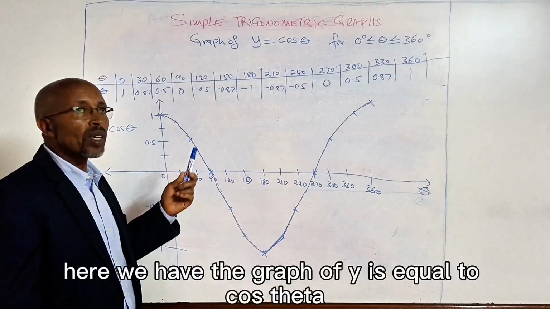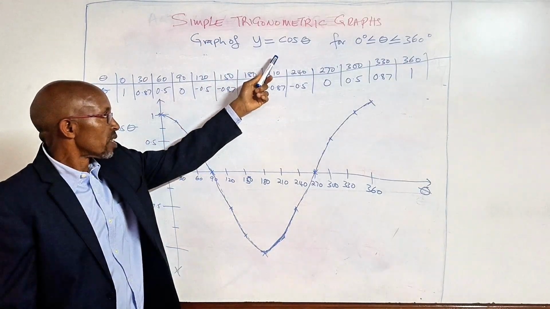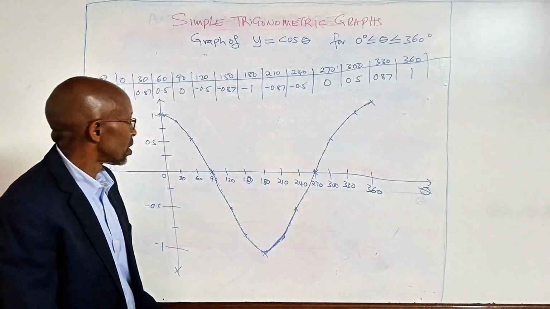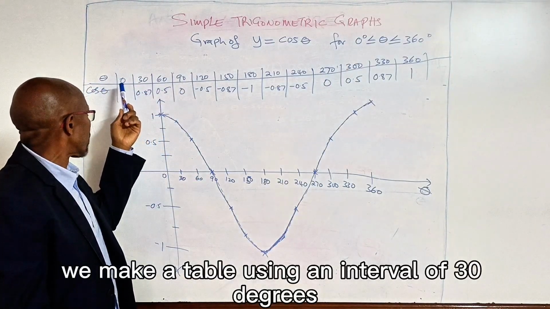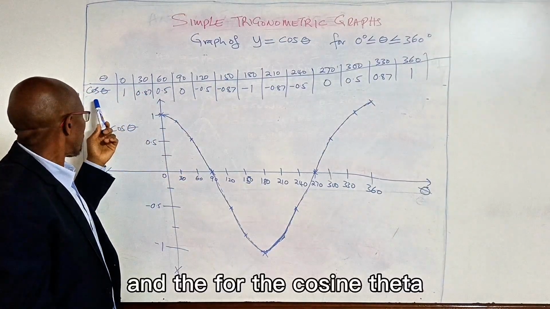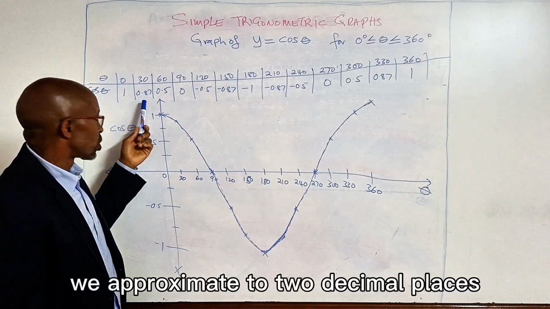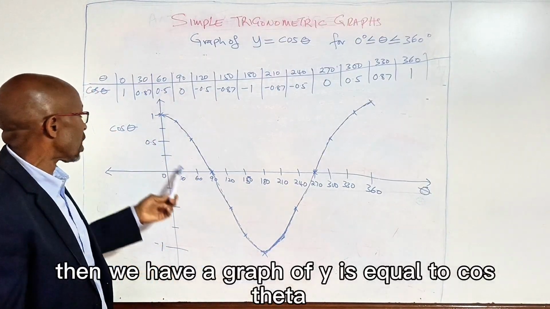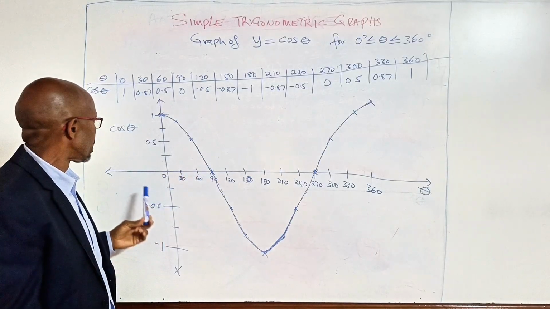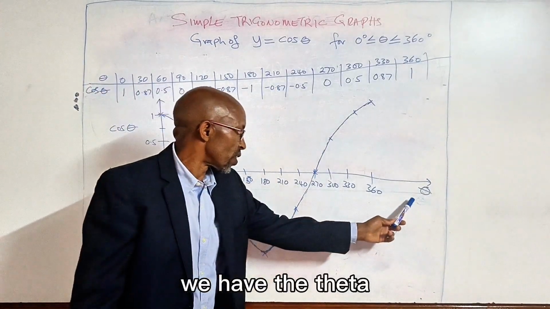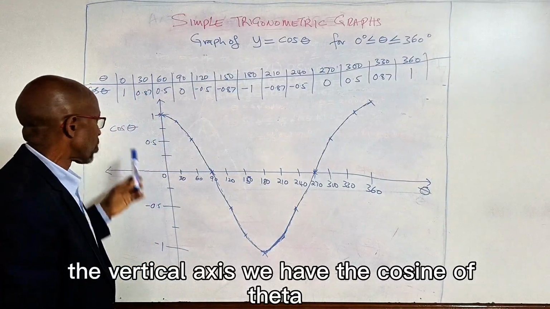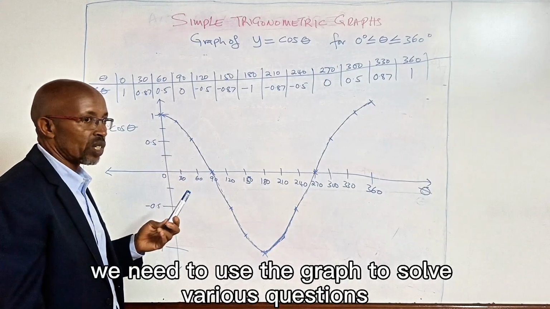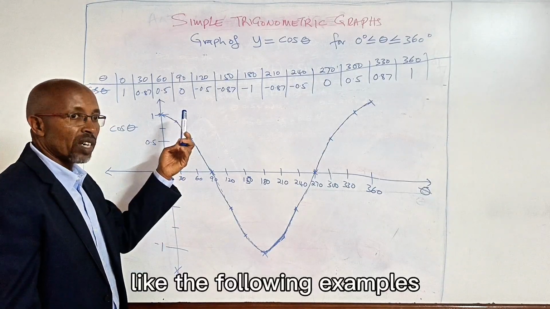Here we have the graph of y is equal to cos theta, for the range 0 degrees is less than or equal to theta, theta is less than or equal to 360. We make a table using an interval of 30 degrees for the angle, and for the cosine theta, we approximate to 2 decimal places for the purpose of the graph. Then we have the graph of y is equal to cos theta, where the horizontal axis is theta and the vertical axis is the cosine of theta.